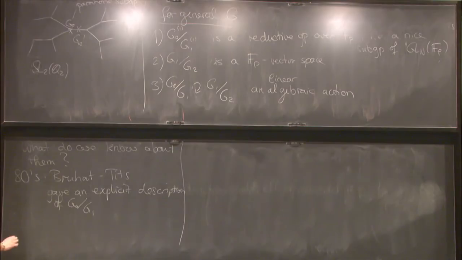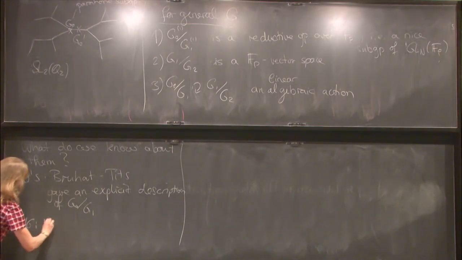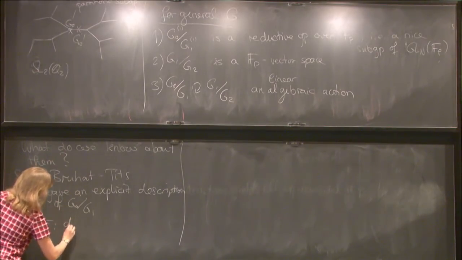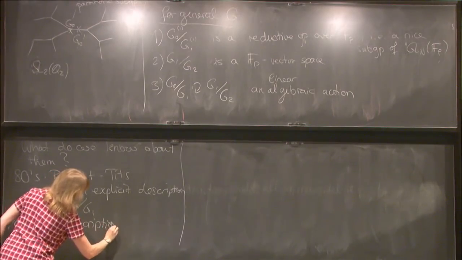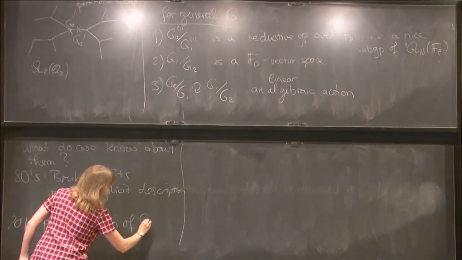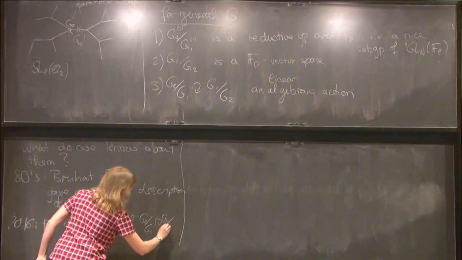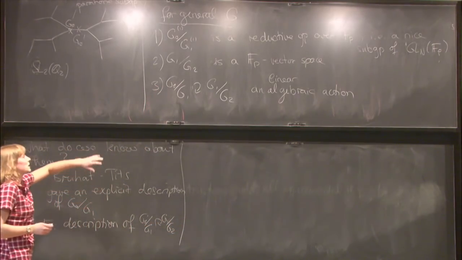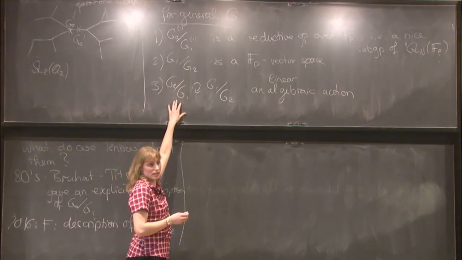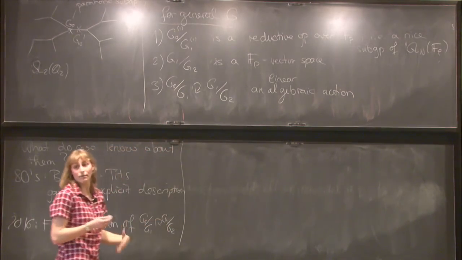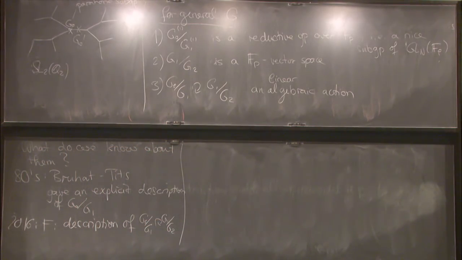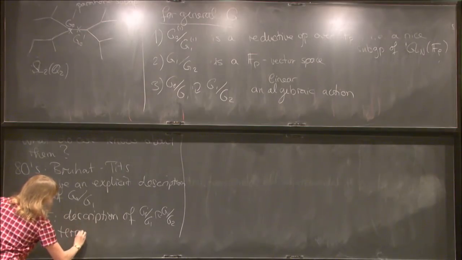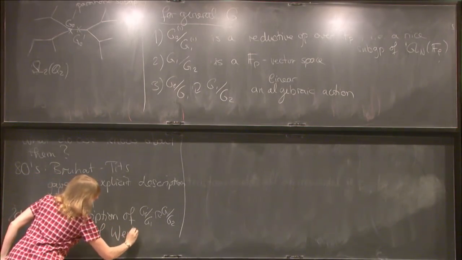And then in 2016, what I did was to give a description of this G0 mod G1 acting on G1 mod G2. So it's rather easy to describe the vector space once you have the group, but it was not really known what this representation here was. There are a lot of representations here, and which ones do occur. And I gave a description in terms of something which is called Rhine modules.